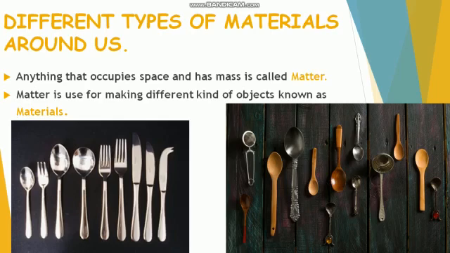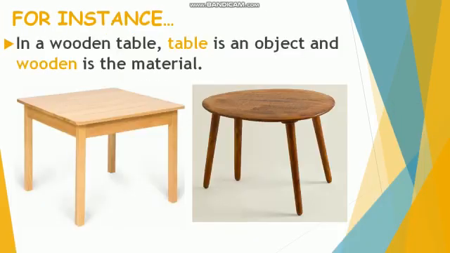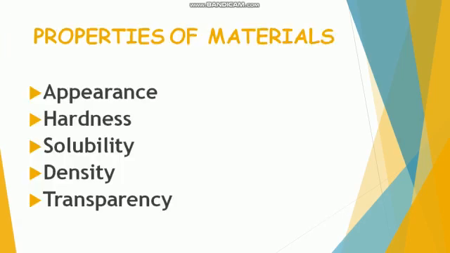We will take another example. Here there are two pictures of tables given. These both are made of wood. So if we want to categorize these tables, we'll give them a name: a group of wooden tables. In a wooden table, table is an object, whereas wooden is the material. These both are objects, but the material here is common, that is wood.